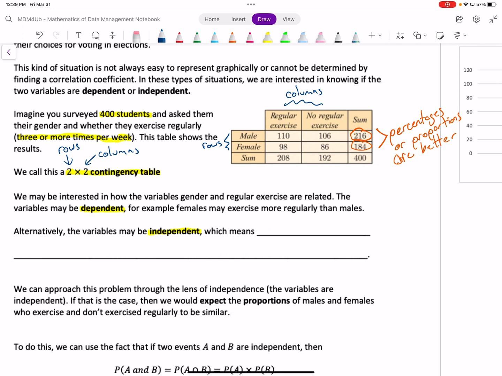So the gender of a person has no effect on whether or not they exercise regularly.